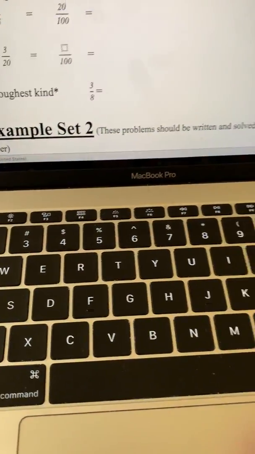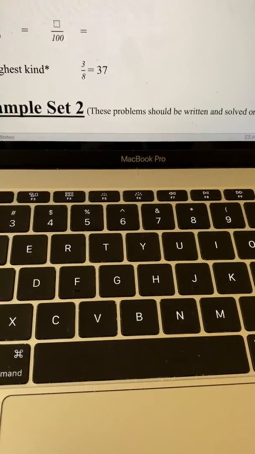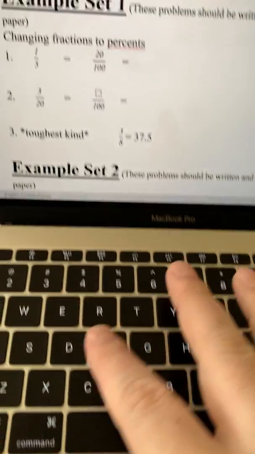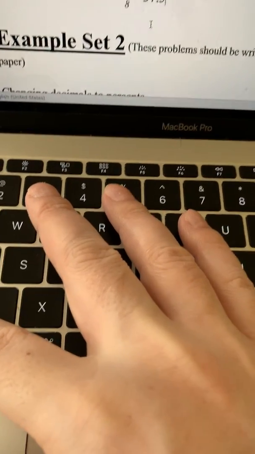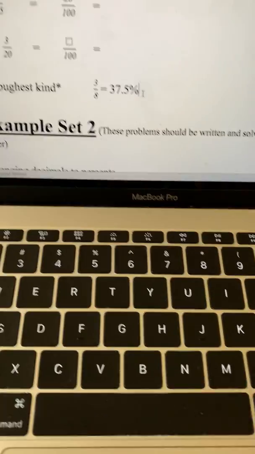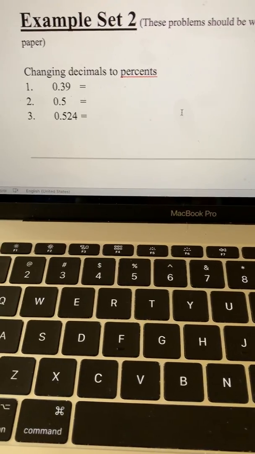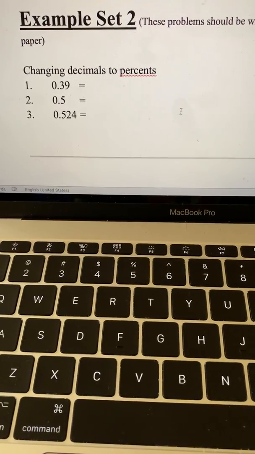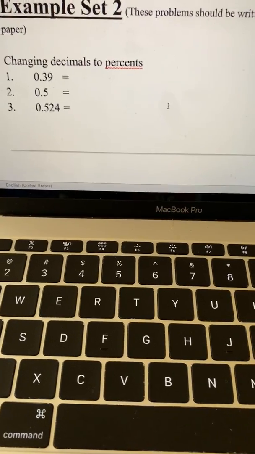When you go to your computer to put 37.5%, you should write in 37.5, and then remember on your keyboard, if you hold down the shift key and the 5, you'll get the percent sign, 37.5%. Okay, for example set 2, I know it's easier for some of you to just copy these down. If you want to copy them down, then unpause your video once they're copied down.